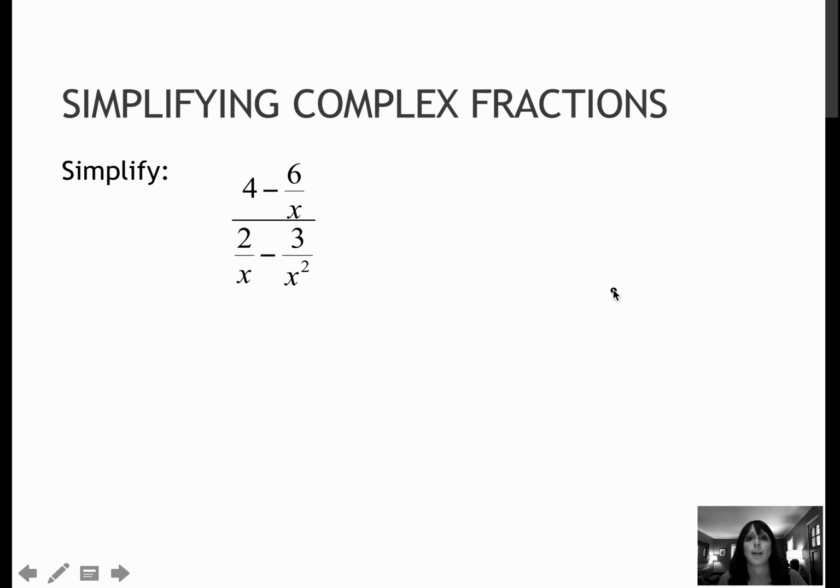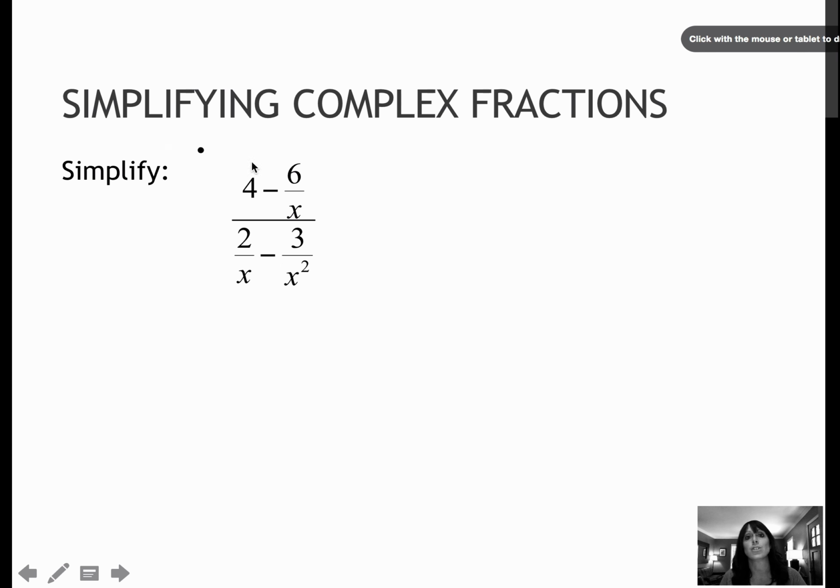Looking at this complex fraction, I have a fraction within a fraction. The reason it's different than what we did before is you can see I've got several different fractions here, and this one's not even really a fraction because it's a constant. So we're going to look at the x and the x and the x squared. We're going to say, how could I make that so that I have a common denominator?